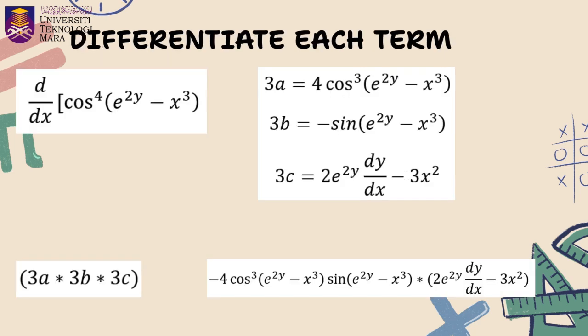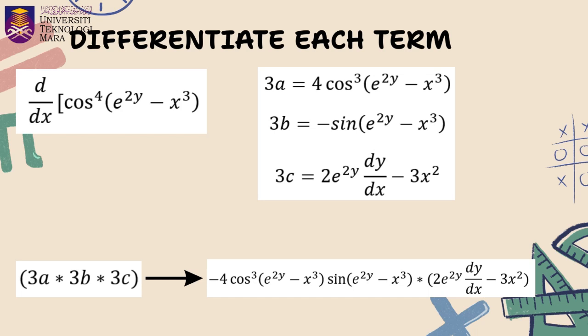First, we need to differentiate each term. As you can see, I use the chain rule so that we break down the nested function from its outermost layer to the innermost layer to prevent algebraic mistakes, and then I'll multiply them. So when breaking down, I got 3a equals 4 cos to the power of 3 bracket e to the power of 2y minus x to the power of 3. For 3b, I got negative sin bracket e to the power of 2y minus x to the power of 3. And finally, we have 3c equals 2e to the power of 2y dy/dx minus 3x to the power of 2.